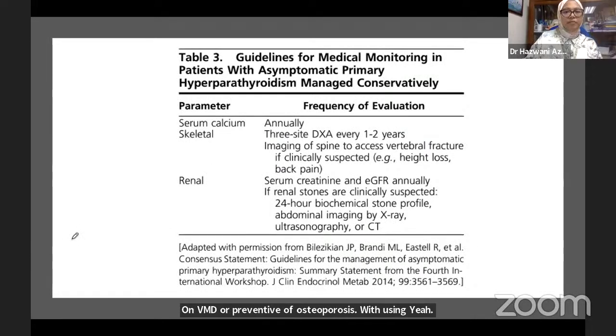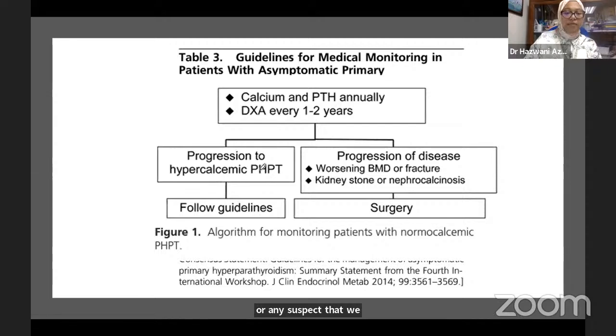So these are the guidelines for monitoring patients with asymptomatic primary hyperparathyroidism. We screen the calcium annually. We do a skeletal survey using BMD DEXA scan every 1 to 2 years. And we also do imaging of the spine to assess vertebral fracture, for example, we look at height loss or back pain. And then we do renal complication screening, serum creatinine and eGFR annually, or any suspected renal stone screening. So we monitor them yearly and do DEXA every 2 years. If they progress, they might be indicated for surgery.